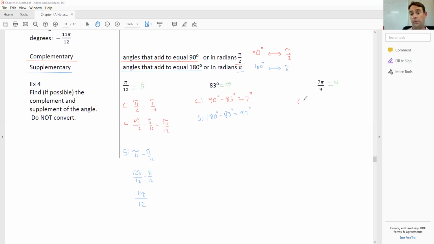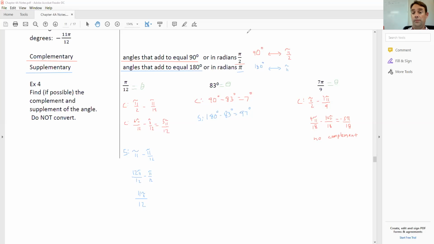And over here, complement: pi over 2 minus 7 pi over 9. Got to get a common denominator. So 2 and 9, that denominator will be 18. So this will be 9 pi over 18 minus 14 pi over 18. And that would be negative 5 pi over 18. So in other words, there is no complement. And think of it this way, negative people are not usually quick to compliment. No complement.